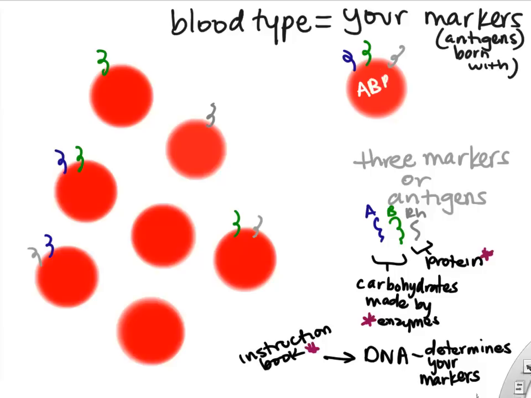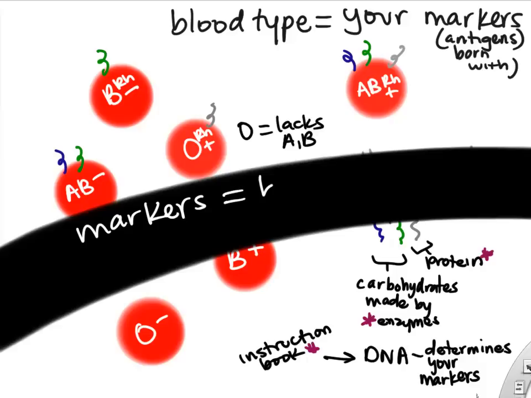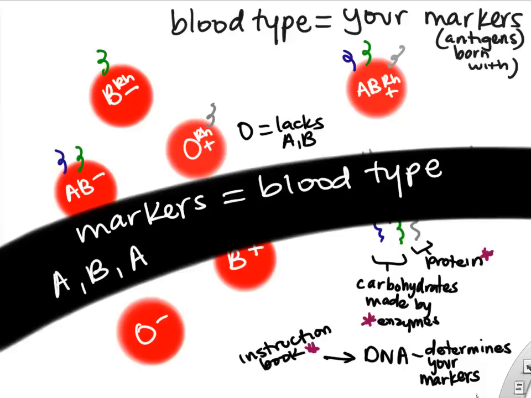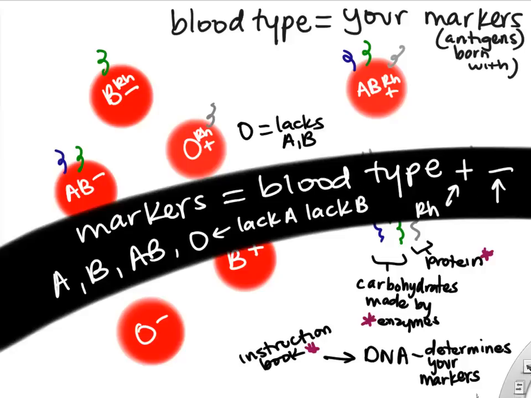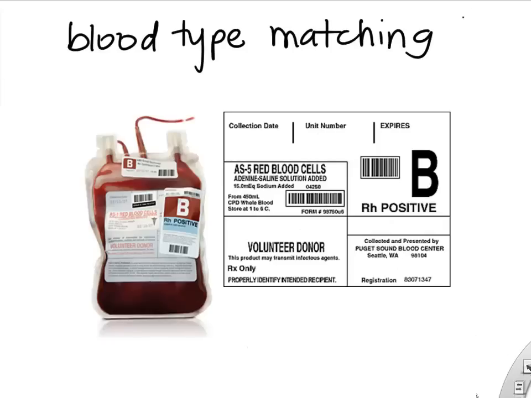So if you have all the markers, you're called AB positive. If you only have the B marker, you're called B negative or B RH negative. If you're O, it means you lack the A marker and you lack the B marker. And so basically that's how you're named: AB negative, A positive, O negative, B positive, depending on which markers you make. So the markers on your blood determine your blood type. And so we have this A, B, O system, and then the positive and negative refer to whether you have the RH marker or not.